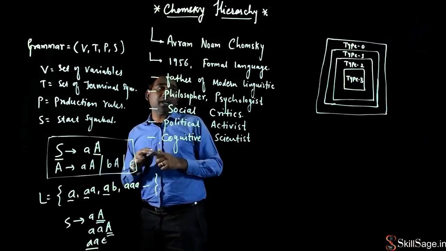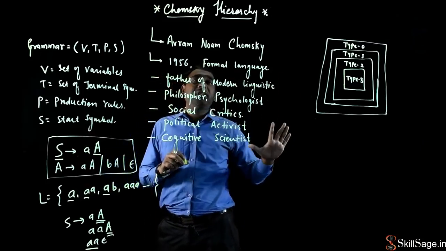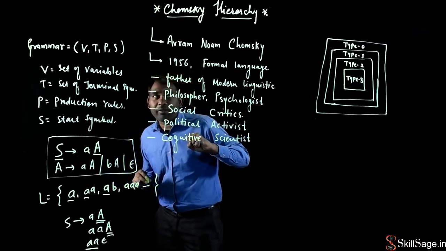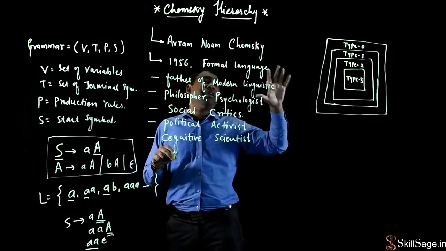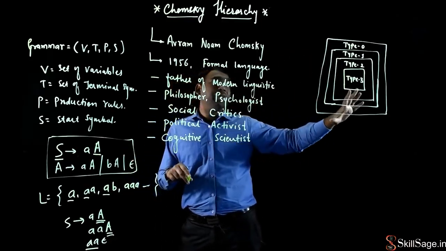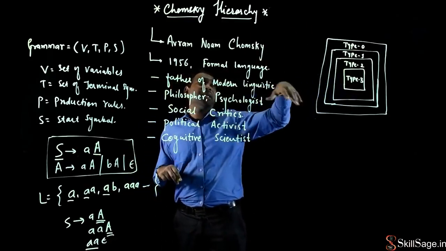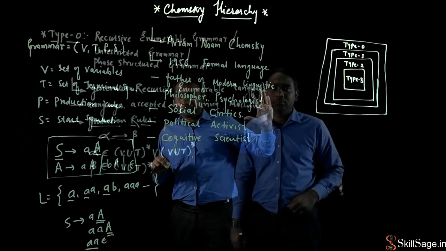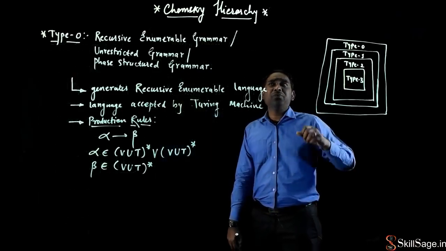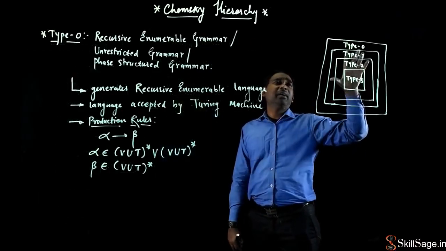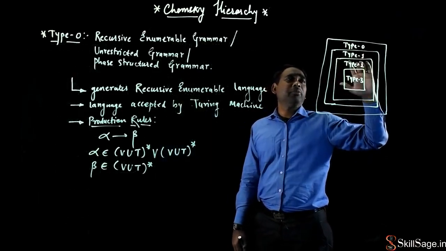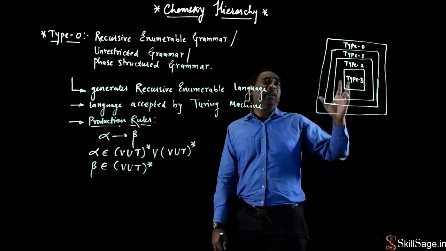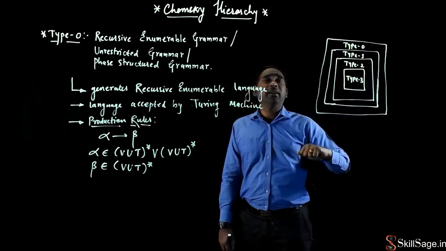From this set of grammars, we'll now discuss what the Chomsky hierarchy is, what a formal language is, and how Chomsky has divided grammar into four different types, called type 0, type 1, type 2, and type 3. We'll come to know this from this diagram.